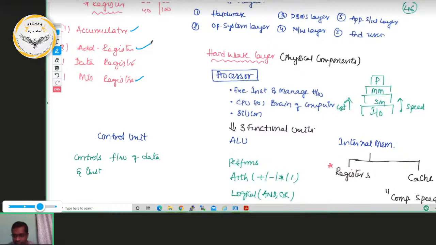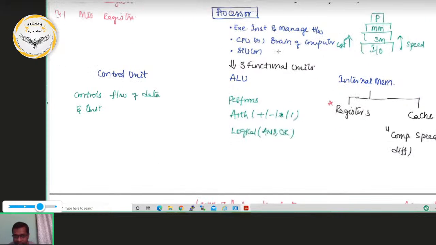So why do we require a cache? Every device has a speed. In order to compensate for the speed differences between the devices, we require a particular memory called cache. So what do you mean by cache? Cache is nothing but a device which will compensate for the speed differences between devices, especially between the processor and main memory.